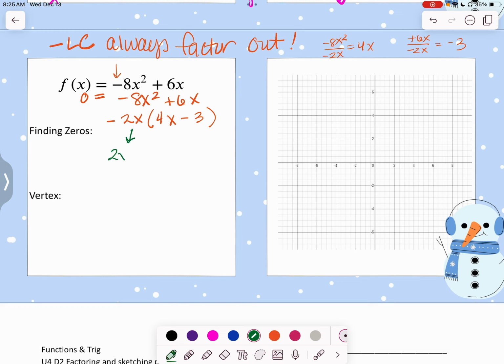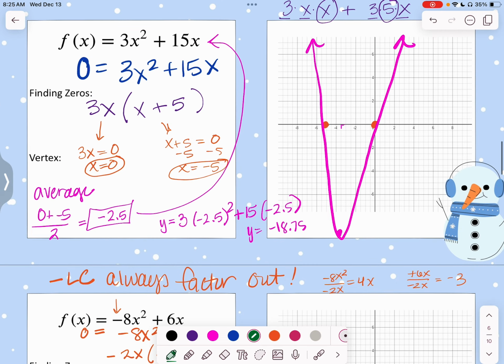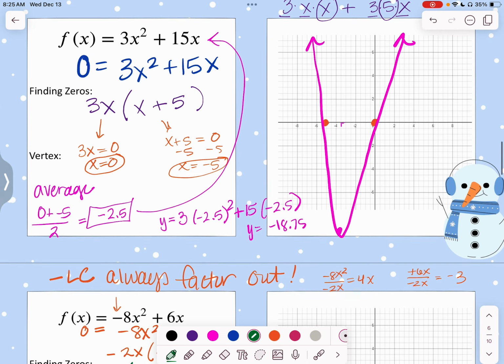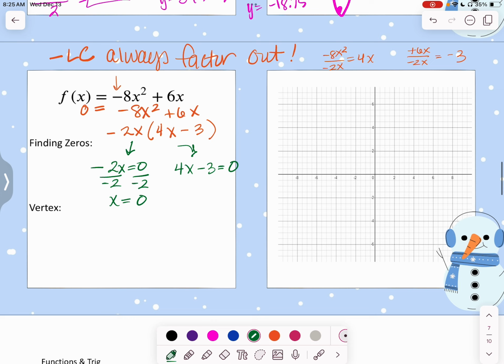Set each piece equal to 0 and solve. Okay, this one, some of you may have noticed, sometimes you can just, if I go back up here, x plus 5, the 0 is negative 5. Maybe you noticed that. Okay, when it's like this, it doesn't work like that. Okay, I need to add 3 to both sides and divide by 4, and I get x equals 3/4.